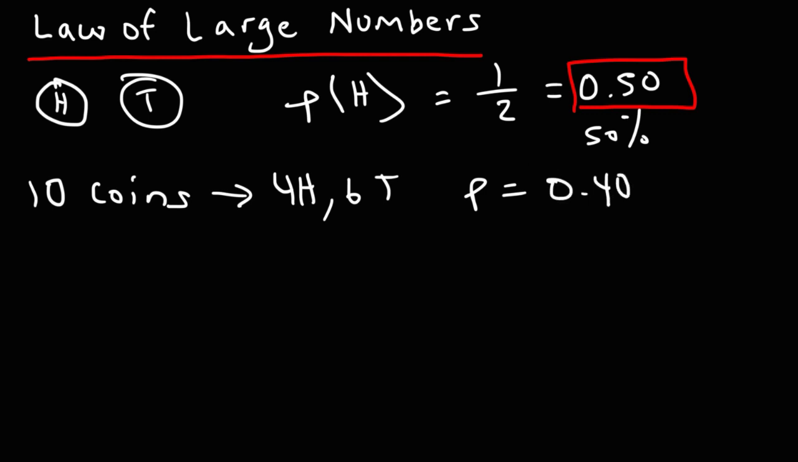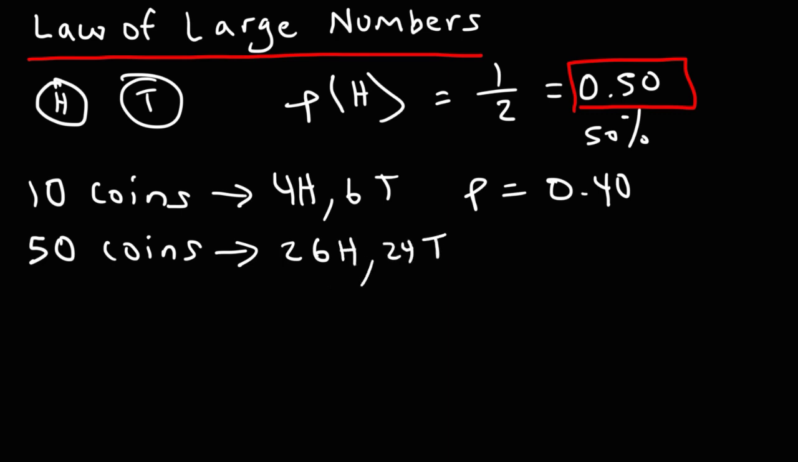Now, let's increase the number of coins. So let's say if we flip it 50 times. Now, we may not get 25 heads. Instead, we might get, let's say, 26 heads and 24 tails. But if we get 26 heads and 24 tails after throwing 50 coins in the air, the probability in this case will be 26 out of 50. We got 26 successful events out of 50 coin tosses. So the probability now is 0.52.